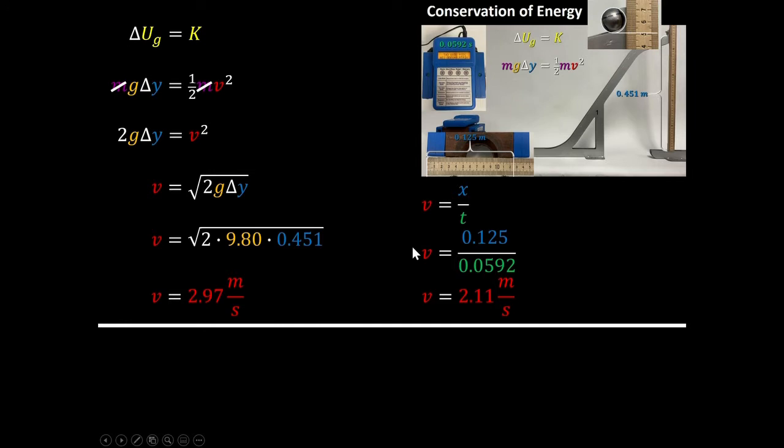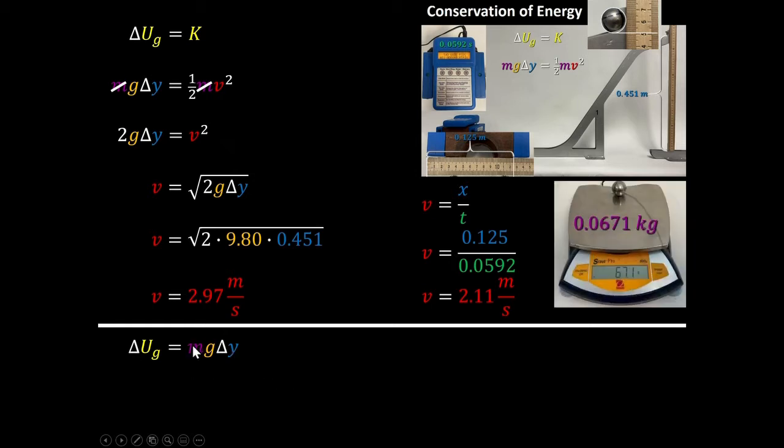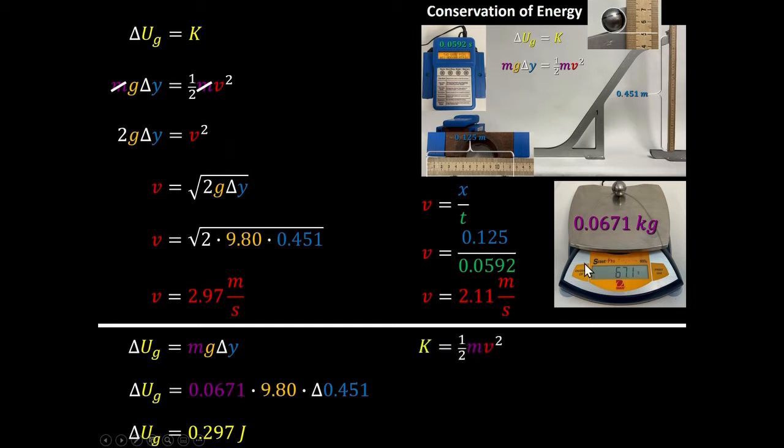Well, let's check it out in terms of energy. The gravitational potential, mg delta y, says we need to know the mass. So I put the ball on the scale and it has a mass of 67.1 grams, 0.0671 kilograms. So mass, gravity, and change in height. This lost 0.297 joules of energy in dropping this height. Well, let's see how much kinetic energy it had. 1/2 mass times velocity squared.